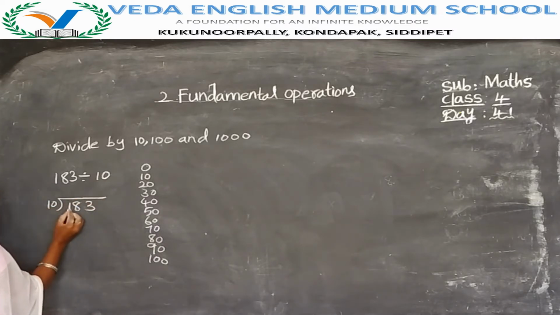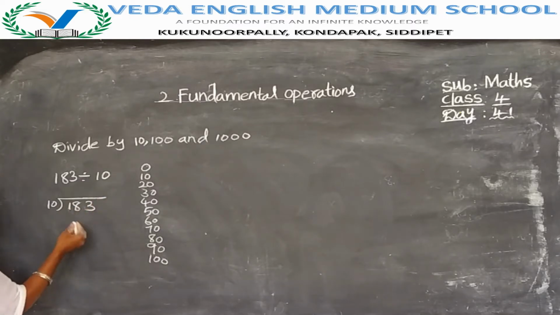Now 183. If the dividend is bigger, then we have to take two numbers. Now is there 18 in the 10 table? No. So we have to take 10 ones are 10.